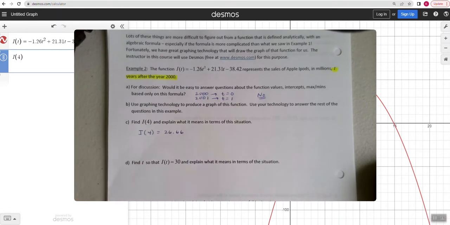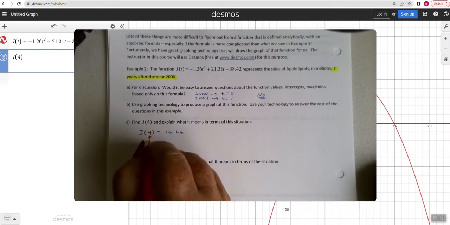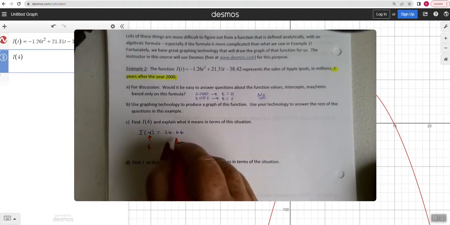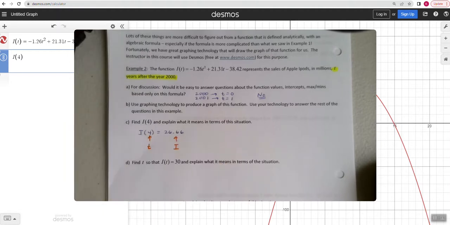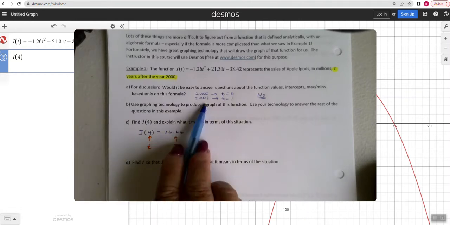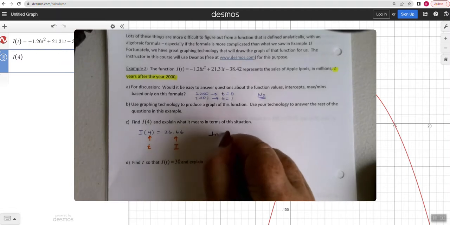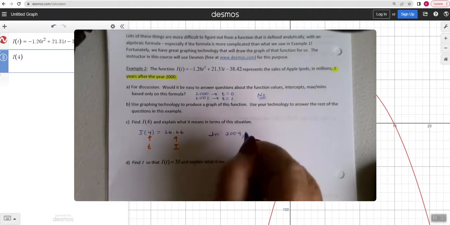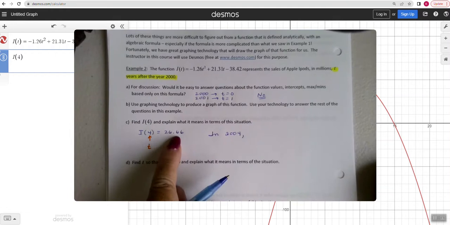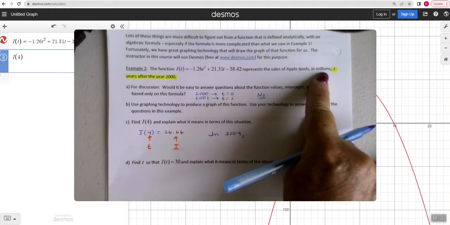And keep in mind here, the input was the t value. My output will be my I value. So this is an input of t equals 4. And based on what we were saying up here about our t values, a t of 4 really means I'm in the year 2004. So in 2004, the number of iPods sold was 26.66, and again, that was in millions.